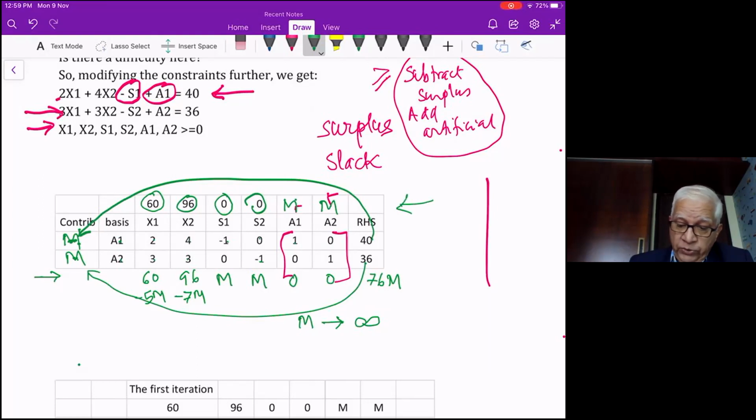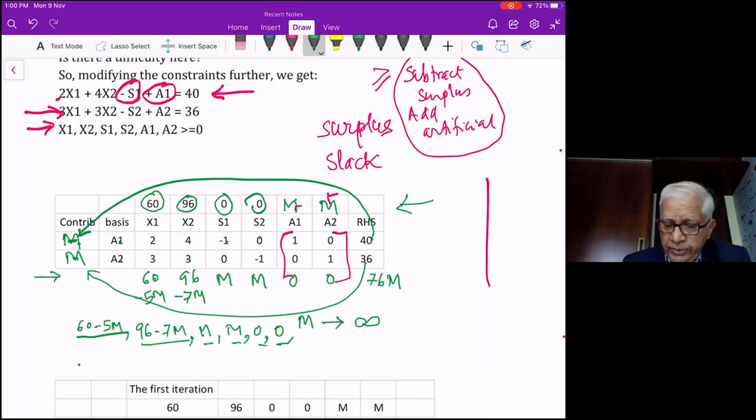What are the values in the index row? See, this is 60 minus 5M. One option is 60 minus 5M. Then 96 minus 7M. Then M, 0, 0. So under these columns of x1, x2, s1, s2, a1, a2, we have 60 minus 5M, 96 minus 7M, M, 0, 0. Are there any negative numbers out of this? Yes, because M is positive. 96 minus 7M and 60 minus 5M will be highly negative.